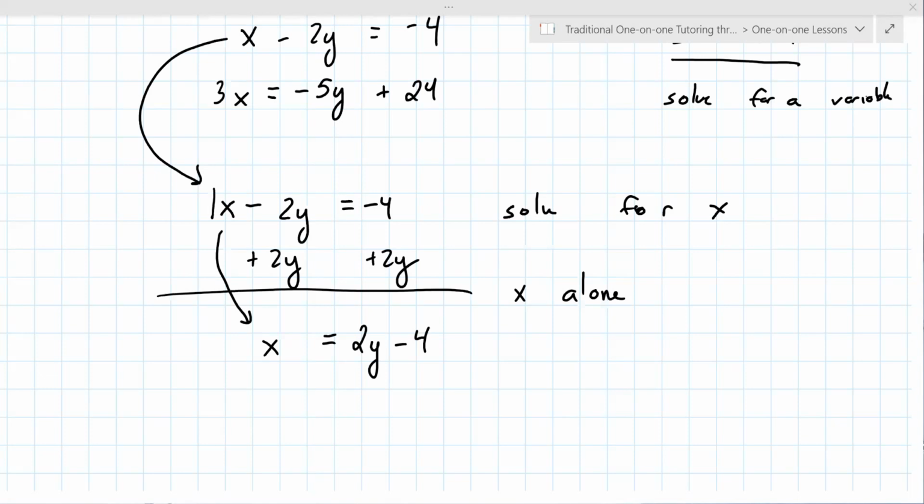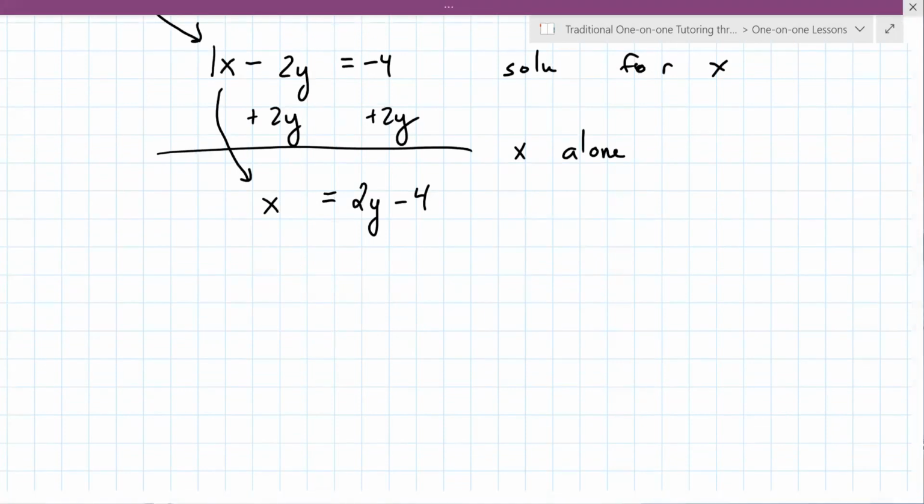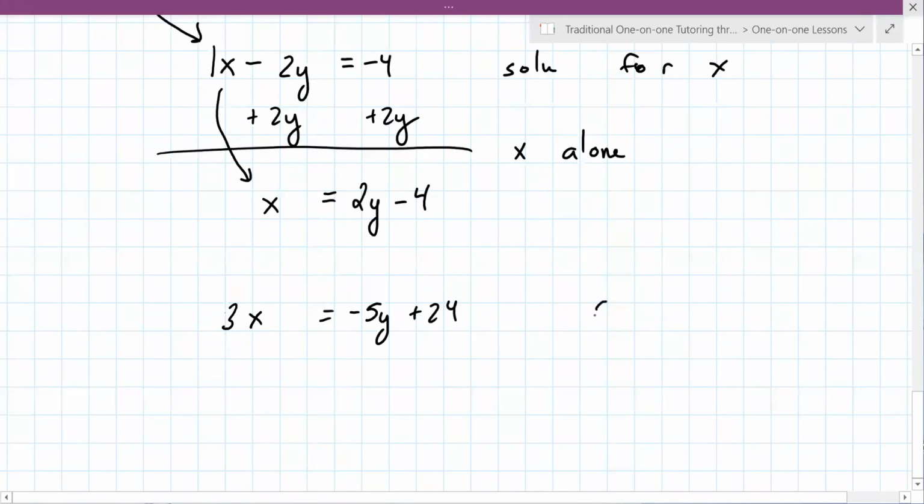Okay, so what I'm gonna do here is make a little space and rewrite that second equation. That second equation was 3x equals -5y plus 24. That was the second equation that we were given. Okay, and now see how we have x equals up here?